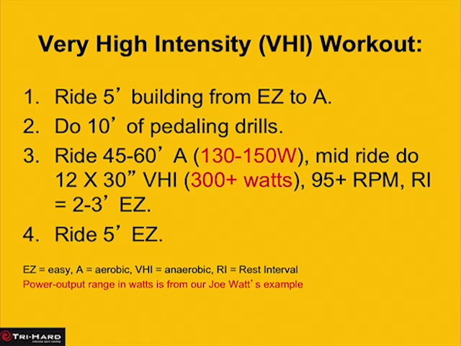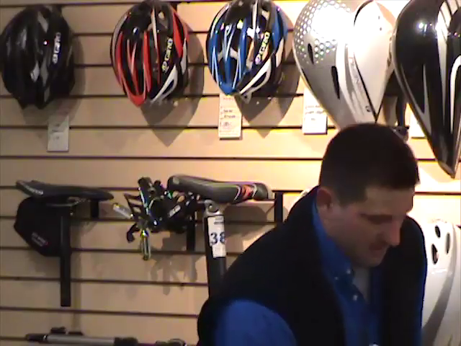So again, warm up, a little bit of pedaling drills, and then into the meat of the workout, generally riding aerobic. In the midst of that, 12 30-second intervals, 300 plus watts. That's for Joe Watts, remember. He was around 200 watts for his test. The math works out so that he's looking at 300 plus watts for short, very high intensity intervals. And then a short cool down when he's done. This would actually be a very good trainer workout, just as it's laid out.